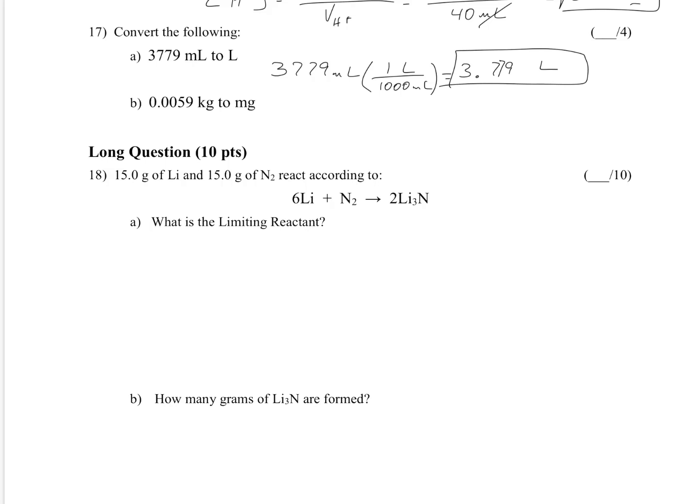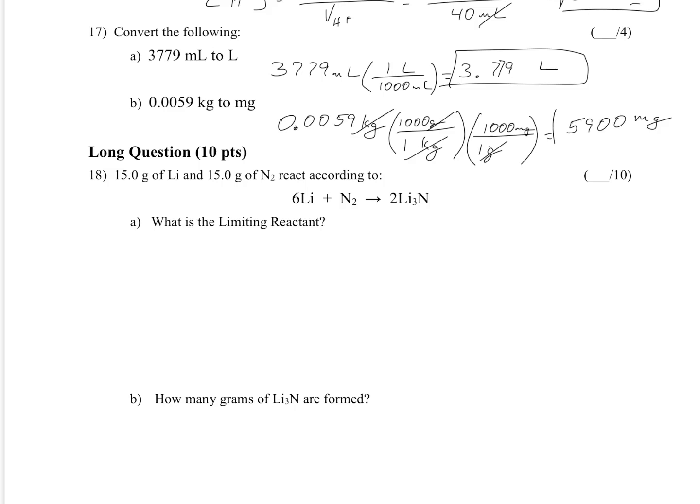Going from kilogram to milligram, well, we can't do this in one step because we don't have that conversion. But we can say 1 kilogram is 1,000 grams, and then 1 gram is 1,000 milligrams. Grams cancel out, kilograms cancel out, and I get 5,900 milligrams as my answer.